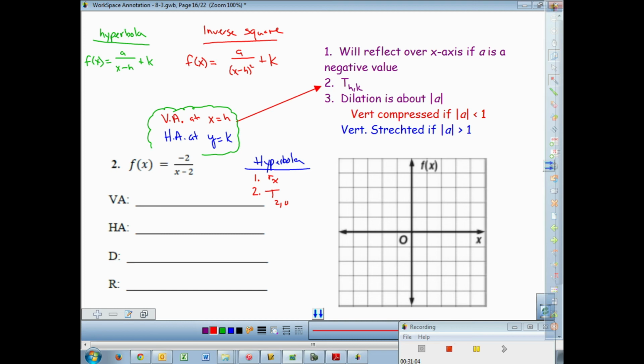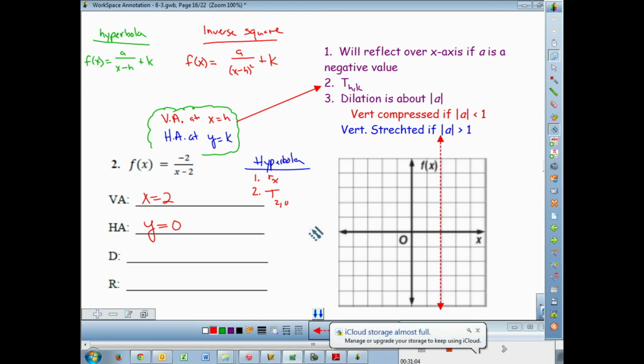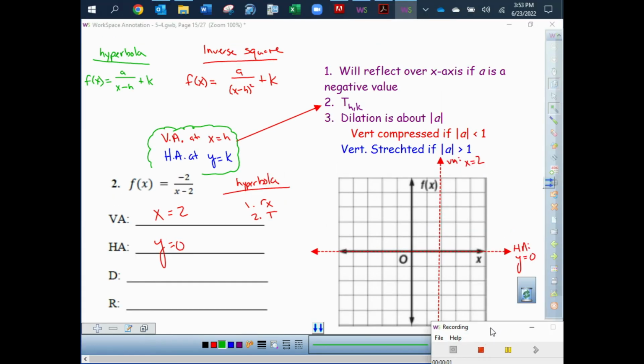He did get reflected over the x-axis, and it translated 2 units right and 0 units up. So x equals 2, y equals 0. Graph the asymptotes nice and accurately. Let's see, x equals 2. Label the asymptotes. The tough part is, where do the branches go?